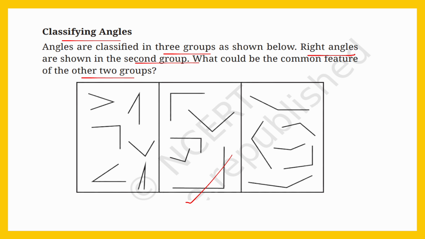We have given two more groups. What about group 1 and group 3? Group 2 are right angles. Then what about group 1 and group 3? We will see.